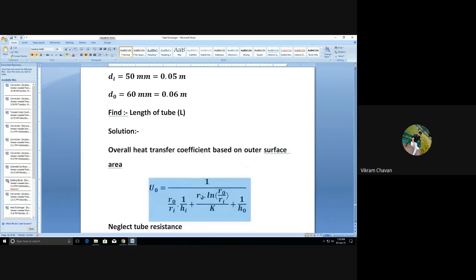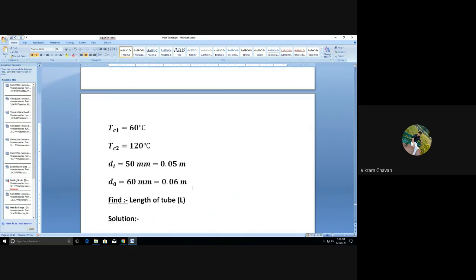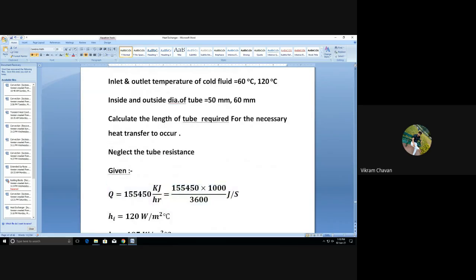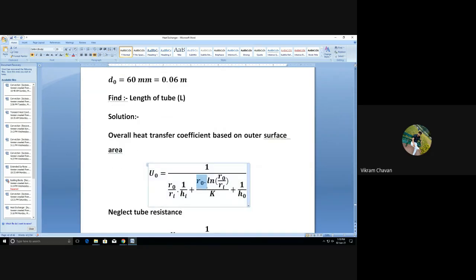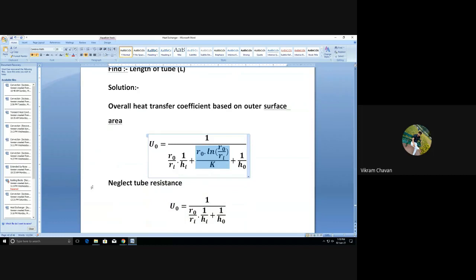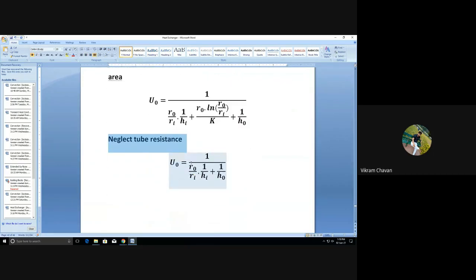Here the thermal conductivity is not provided, but the problem statement says to neglect the tube resistance. So which quantity deals with the tube resistance? The conductive resistance term deals with the heat transfer through the tube, so we have to neglect that resistance offered by the tube. Once we neglect it, the formula becomes U naught is equal to 1 divided by [R naught divided by Ri multiplied by 1 upon Hi, plus 1 upon H naught]. So put in all the values.